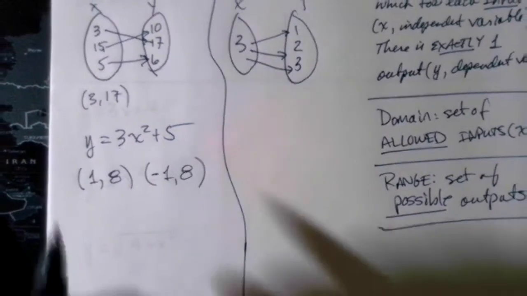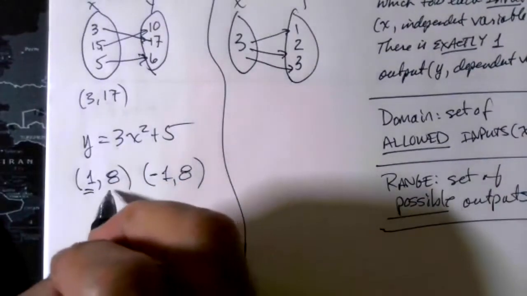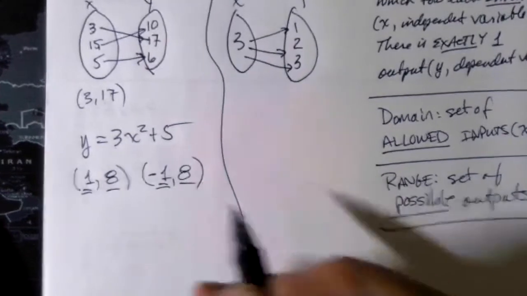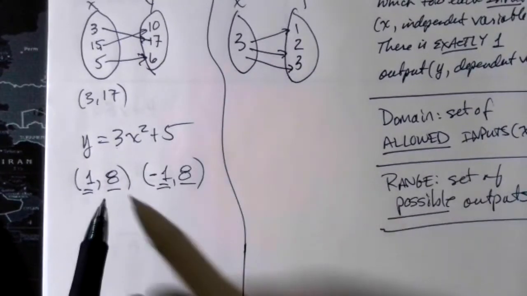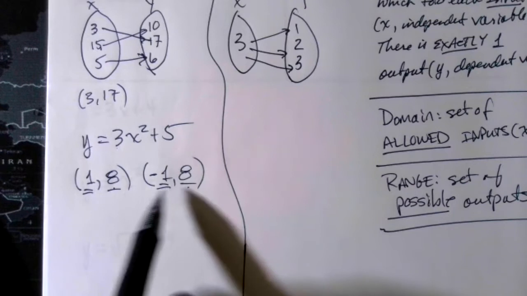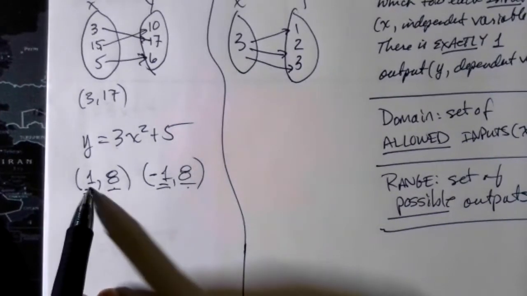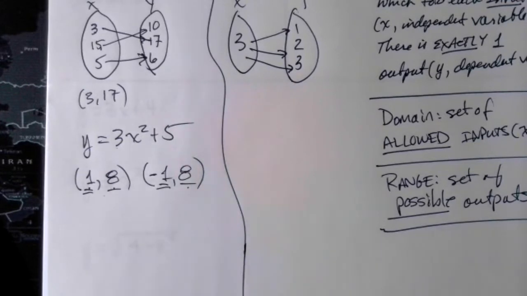This is still a function because this input of 1 has a single output. This input of -1 has a single output. I can have the same output with different inputs. That has nothing to do with it. It's all about, does the input have a single output?